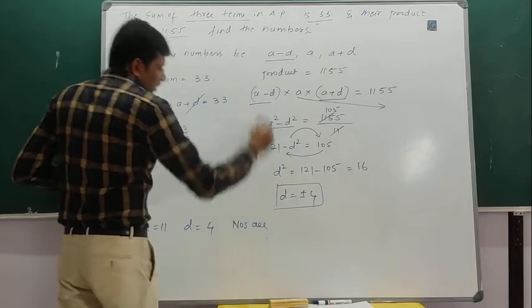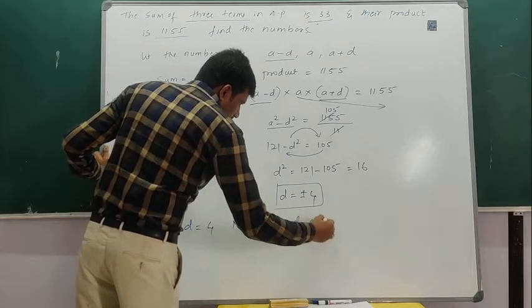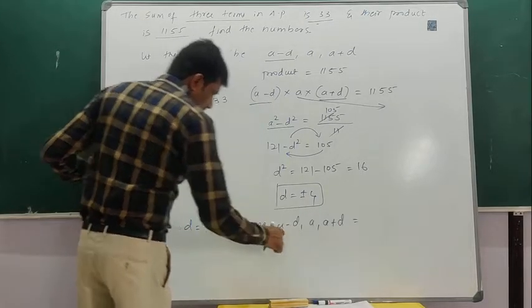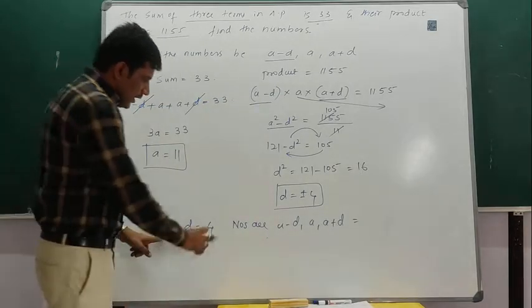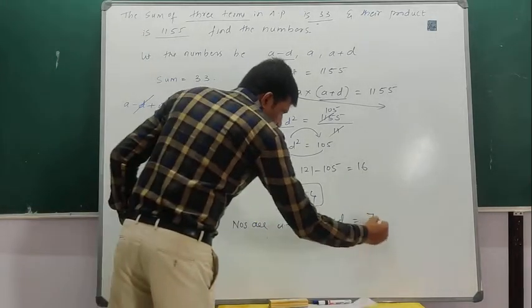What are the numbers? A minus d, a, a plus d. So what are the numbers? A minus d, what is a value? 11. D is 4. 11 minus 4 is 7.